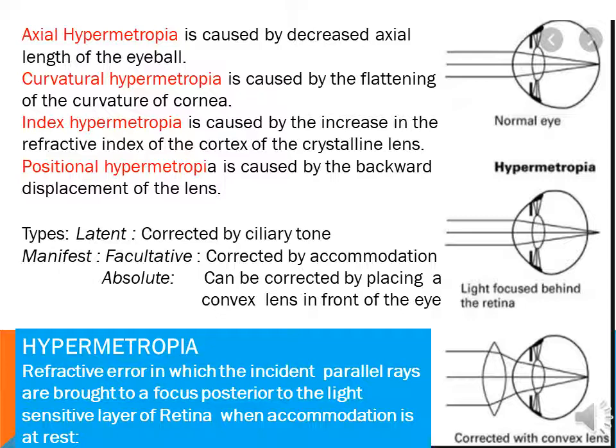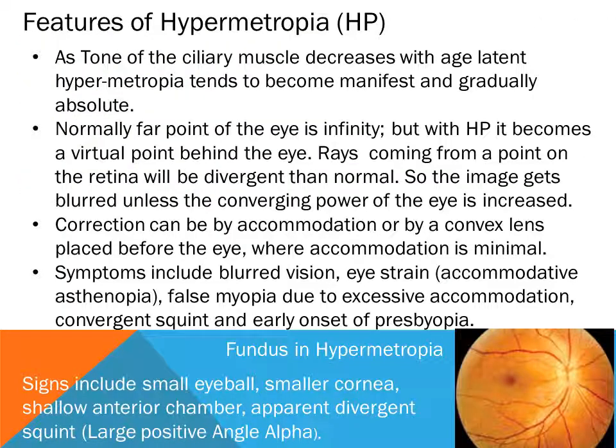Types: latent is corrected by ciliary tone. Manifest: facultative, corrected by accommodation. Absolute can be corrected by placing a convex lens in front of the eye. Features of hypermetropia. As tone of the ciliary muscle decreases with age, latent hypermetropia tends to become manifest and gradually absolute.